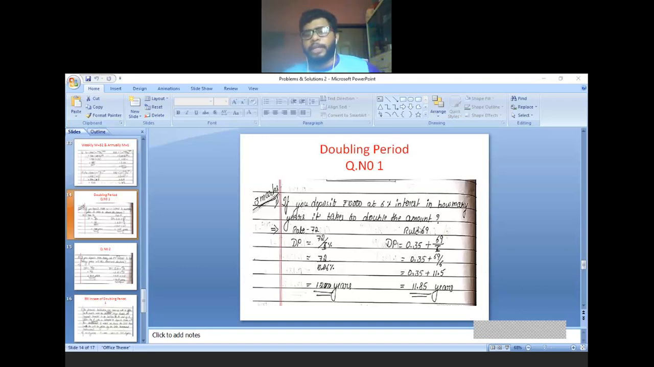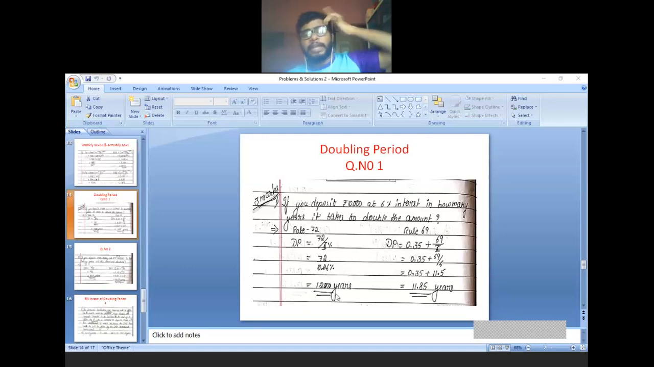So rule 72, rule 69, two cases are there. Rule 72 formula: DP is equal to 72 divided by I. I means percentage. So 72 divided by I, what is the percentage? 6%. So DP is 12. 12 is years. So doubling period is always in terms of years.